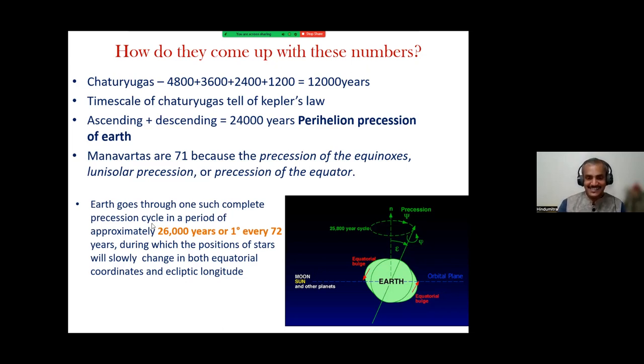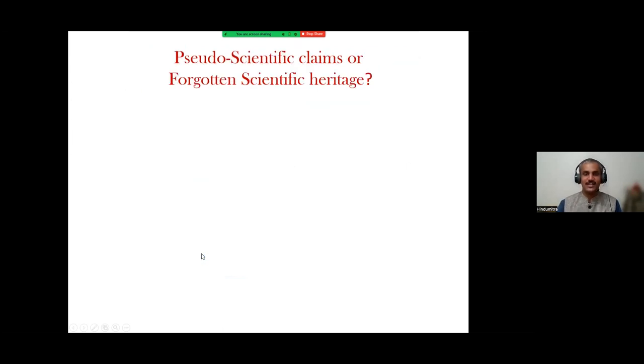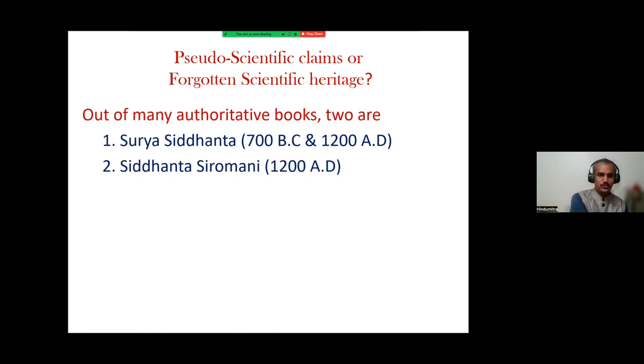So from this 72, when you count 1, 2, 3, 4, 5, how many? If you divide 26,000 years, we come to the Manvantara 71 because it fits with the precession of the Earth. So the number 71 comes from the precession of the Earth. So this is the interesting scientific connection. So is it just pseudo-scientific claims we're making, or is there a forgotten scientific knowledge behind this? The authoritative books do exist.